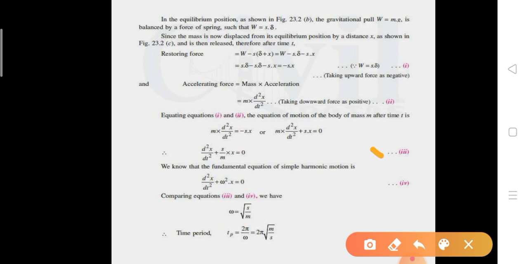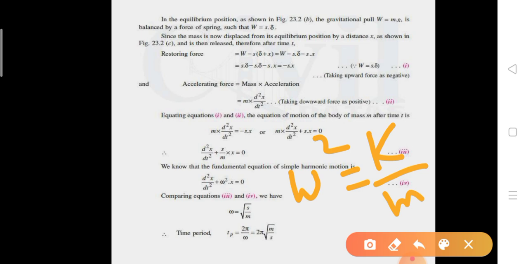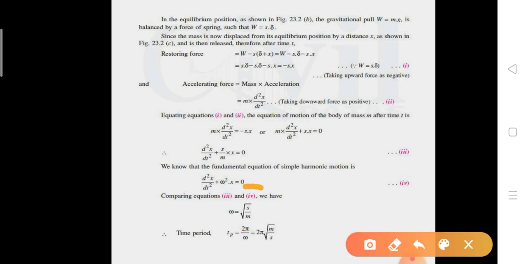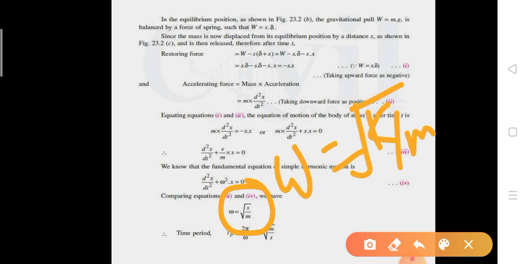And this is your equation number 3. And we already have the simple harmonic motion equation, that is d square x upon dt square plus omega square into x equals to 0. Now you just compare equation 3 and equation 4. So you will get the value of omega square is equal to k by m from equations 3 and 4. And from that omega square is equal to k by m or s by m, you will get the value of omega, that is omega is equal to under root k by m or under root s by m.